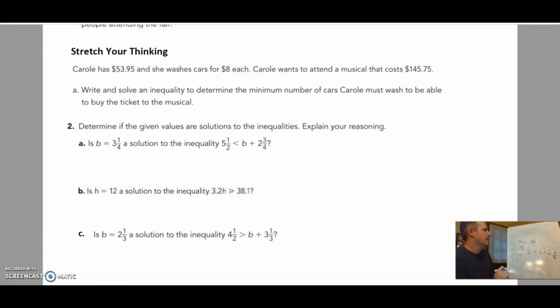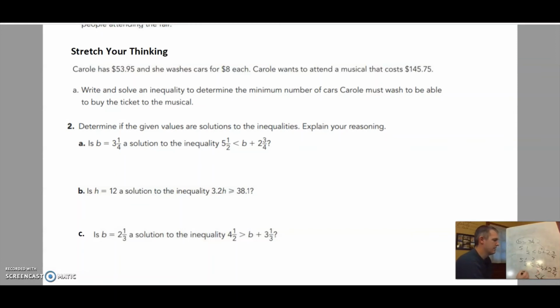Will this go into here and make this a true statement? The only way to find out is to try it, and we'll see. So 5 1/2, is that less than 3 1/4 plus 2 3/4? See what I did there? I took 3 1/4 and put it in for B. A little addition of fractions review here. I'm going to add these two fractions, 1/4 and 3/4, and I get 1 whole. 1 whole plus 3, 4, 5, and that would be 6.